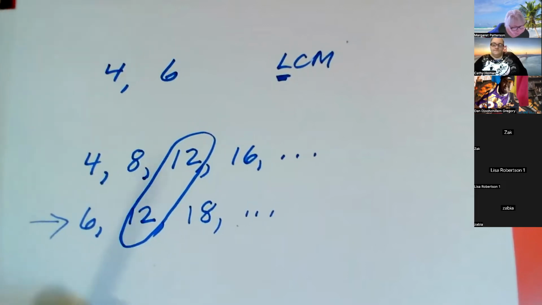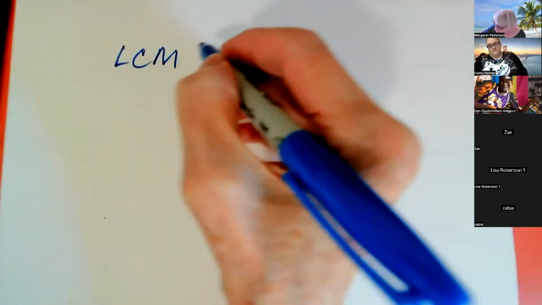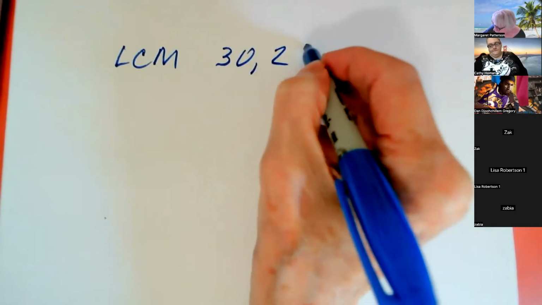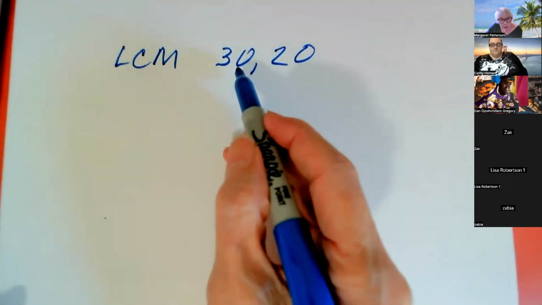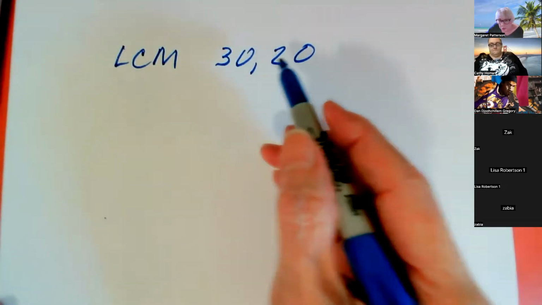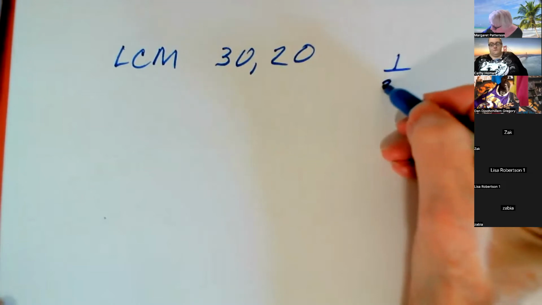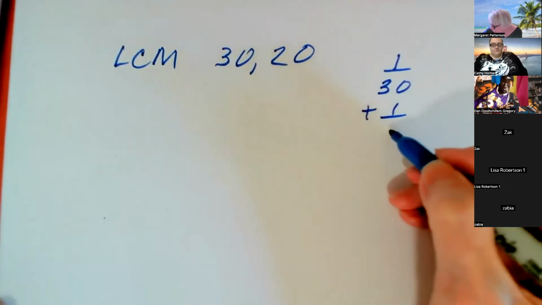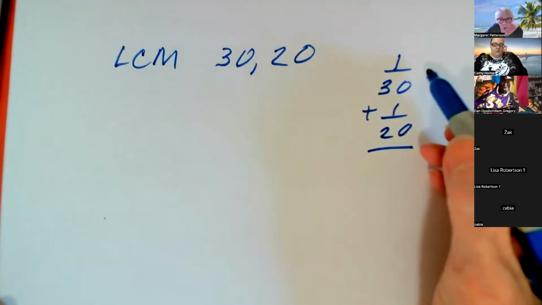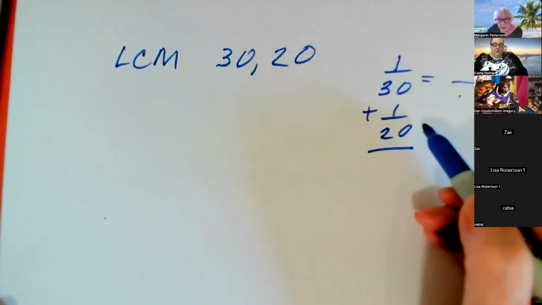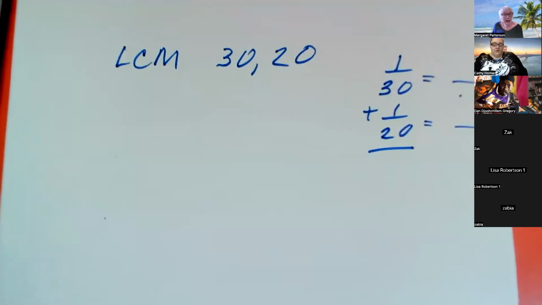So let me do least common multiple of 30 and 20. Okay. So the larger one is 30. So this is what the problem would look like. And if it was actually an addition problem, this is what it would look like. What would be the common denominator? 60. And that might help you see the answer.